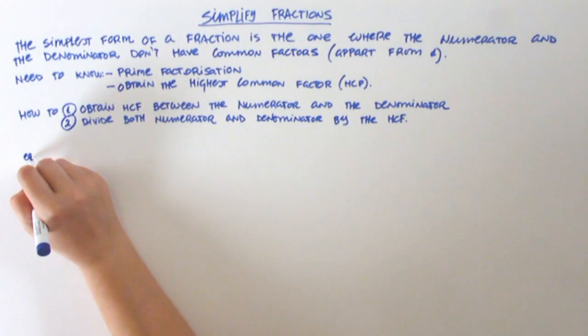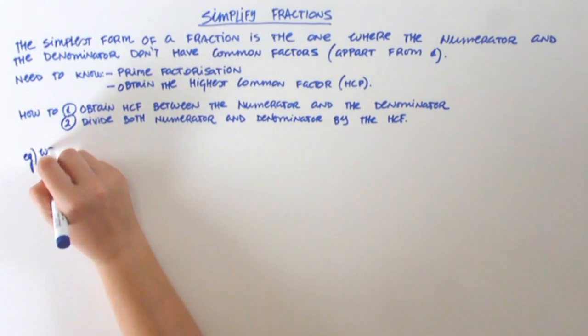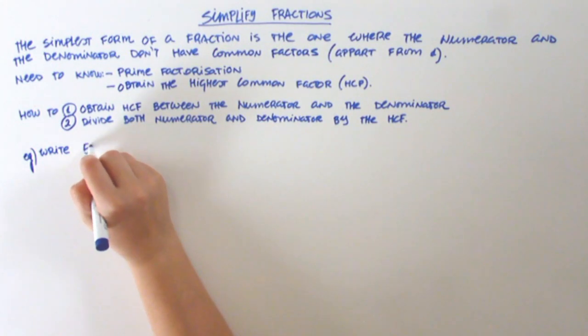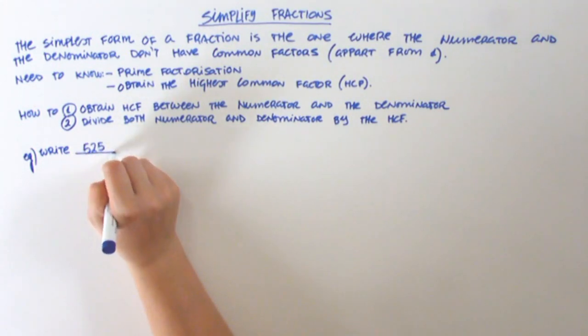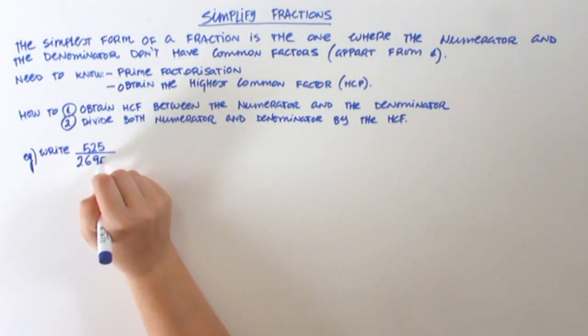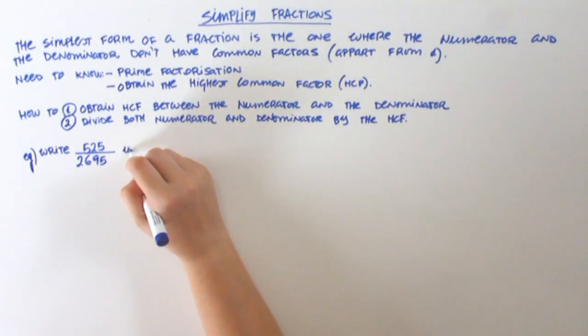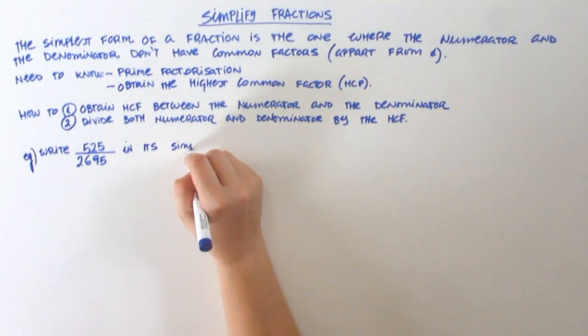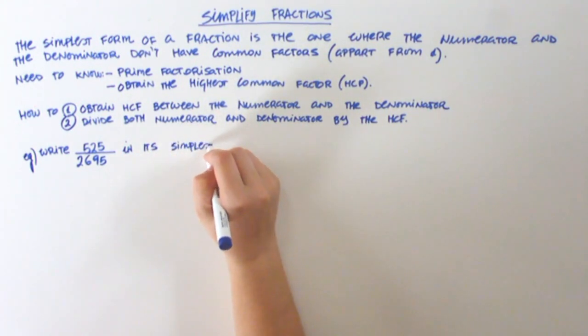Here they ask me to write 525 over 2695 in its simplest form. These numbers are a bit too big to start guess and checking and hoping to get it right. That's why having a system is useful, because it will work every time.